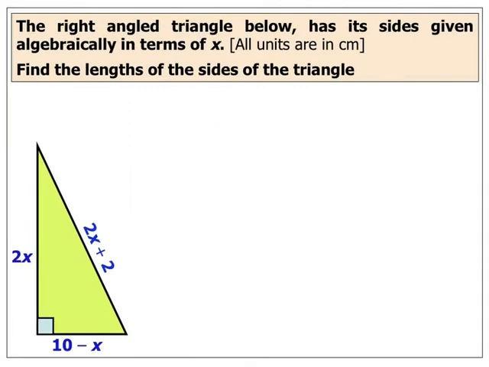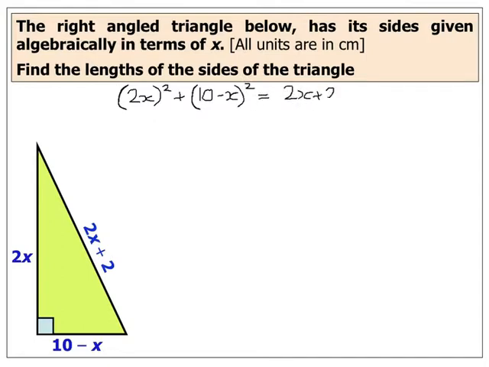This question is a little bit different from the last one in that it doesn't give you the area, but it does give us 3 parts of a right-angled triangle, which is giving us a big hint that it wants us to use Pythagoras' theorem. And we know that that says that the two shorter sides squared add together to give me the longer side squared. So that's 10 minus x all squared. And that must equal the 2x plus 2 squared.